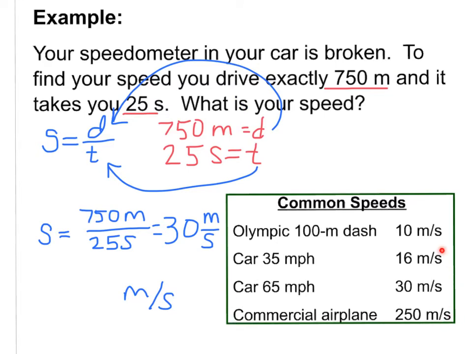Here's some common speeds I just wrote down because we're not used to talking about speeds in meters per second. We usually talk about miles per hour. So here are some correlations. An Olympic 100-meter dash, someone that's really fast might be able to go 10 meters per second. A car that's traveling about 35 miles per hour, that's roughly equivalent to about 16 meters per second. And if you found that your broken speedometer car was registering 30 meters per second, you're going about 65 miles per hour. A commercial airplane would be going about 250 meters per second.